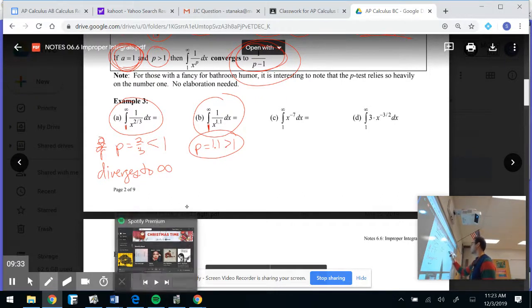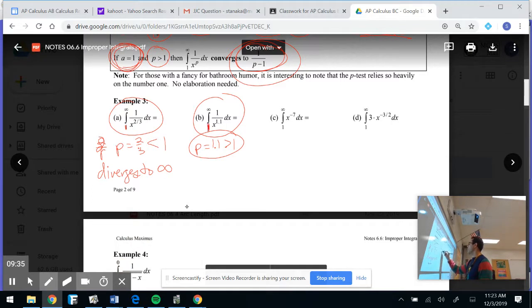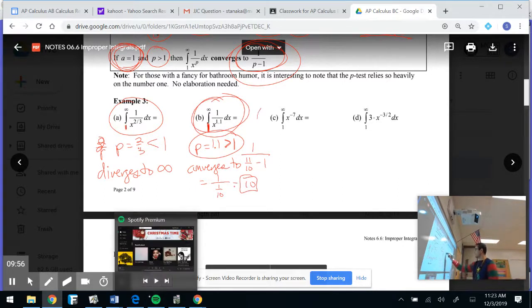Since that a is a 1 and p is greater than 1, I can use that formula, which means it converges to 1 over 1.1 minus 1, which would be 1 over 1/10, which is 10. So believe it or not, that converges to 10. How about it? Let's look at my next one.